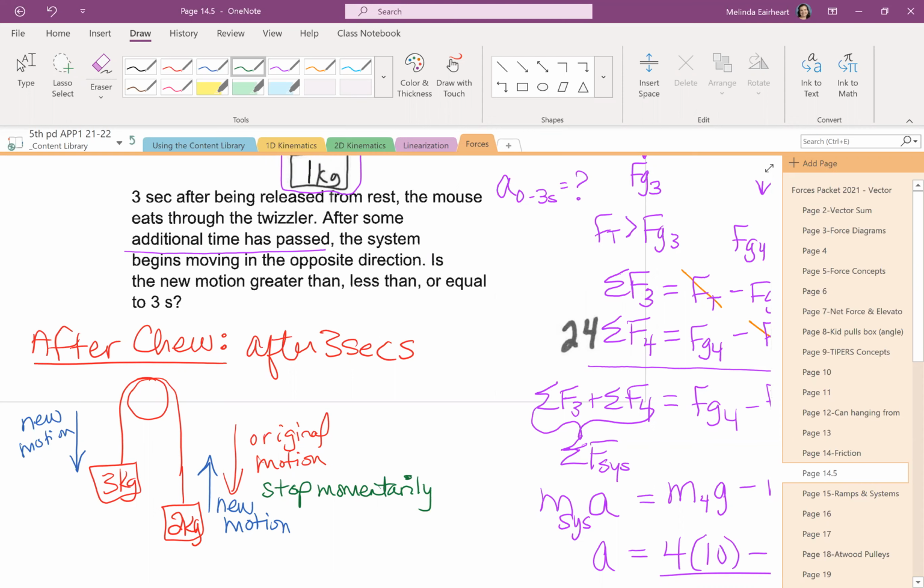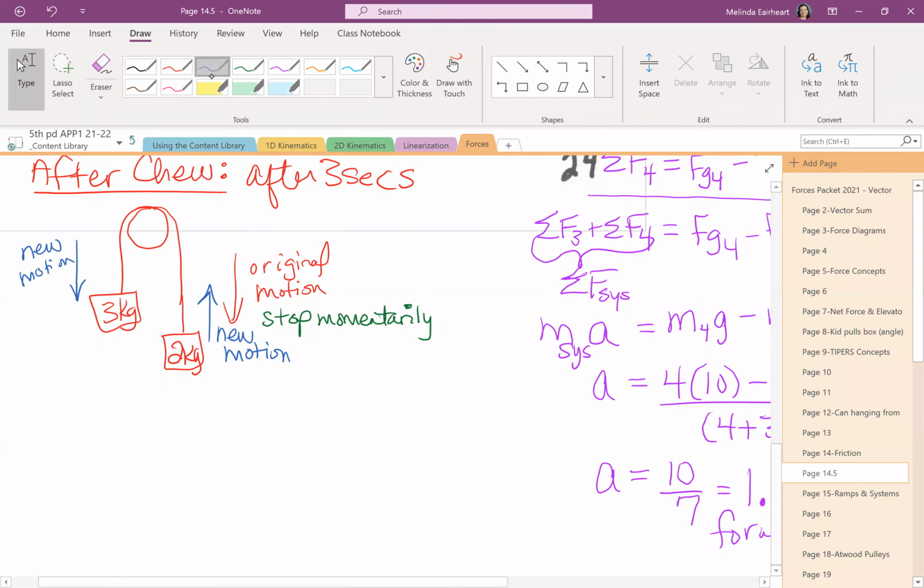Okay? Will we have exactly the same acceleration? What will the new acceleration be? Let's figure it out. And so the new motion, so I'm going to switch to blue, we would have what diagram? We'd have FG3 down on the left, and then we'd have a tension force pulling up. With the new motion, what's our positive direction?